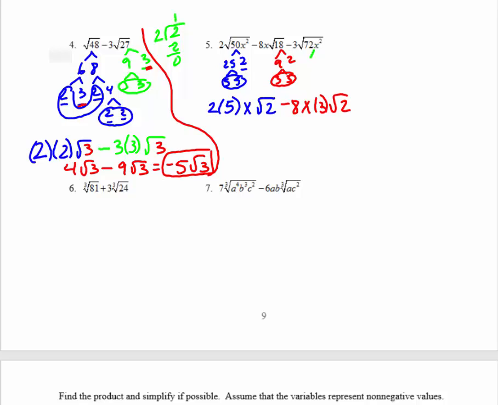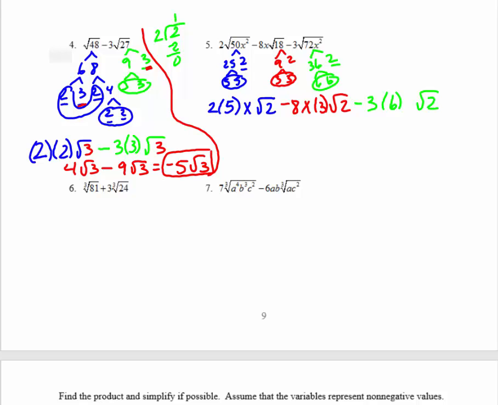Next radical, 72, we'll say is 36 times 2. You could also say 9 times 8. 36 is 6 times 6. I'm going to stop there because I already have a pair of 6's. So we have a 3 on the outside, a 6 comes out. Leave a little bit of space because we'll work with that variable, and this 2 is still left underneath.